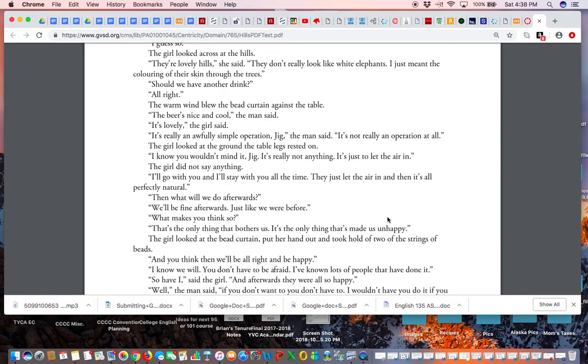And this bothers and unhappy, these seem like really significant terms. Whatever it is, it's causing conflict and trouble in their relationship.